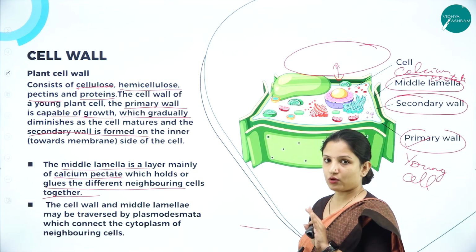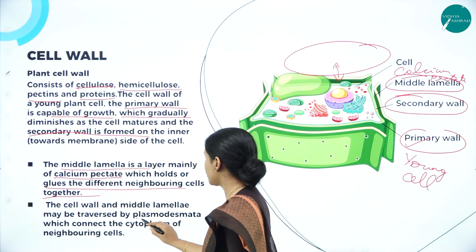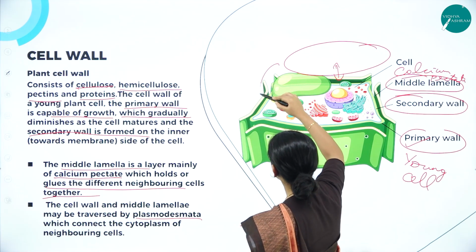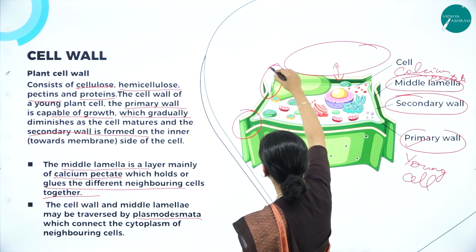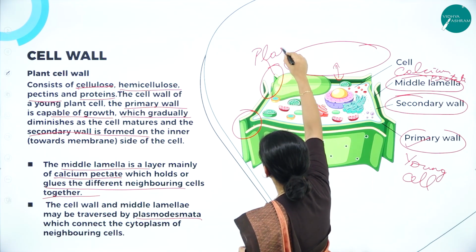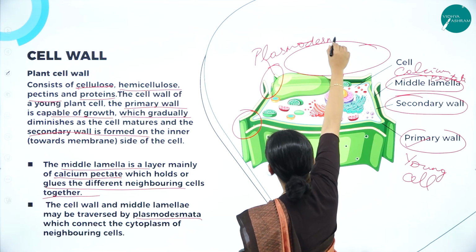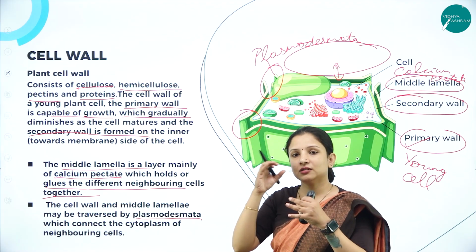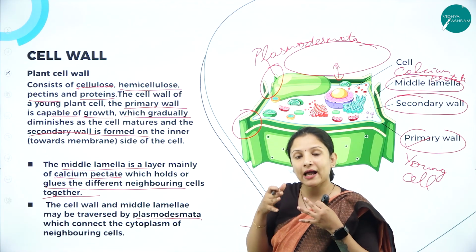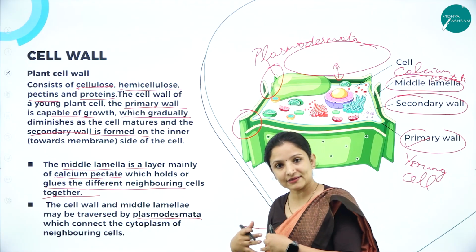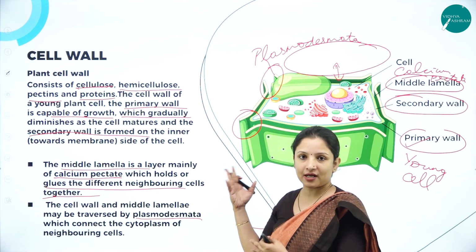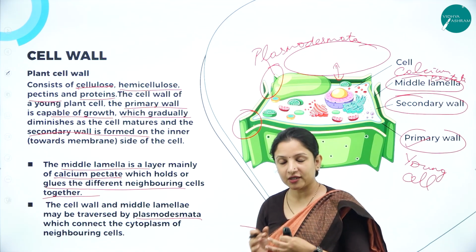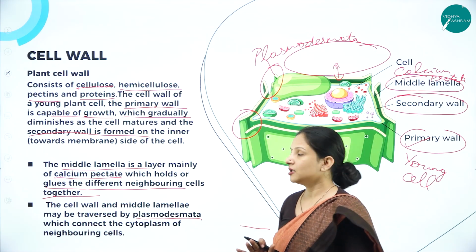And in between the cell wall and middle lamella, there are some structures which are called plasmodesmata. So the main function of the plasmodesmata: these that we see here are channels. Plasmodesmata are present mainly on the cell wall, and they connect the neighboring cells, one cell with the other, and act as channels wherein the contents of one cell can move into the other through the plasmodesmata. So they are very important for connecting the neighboring cells. That is the function.